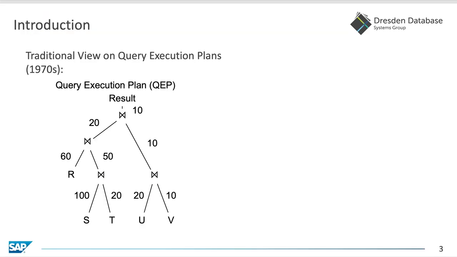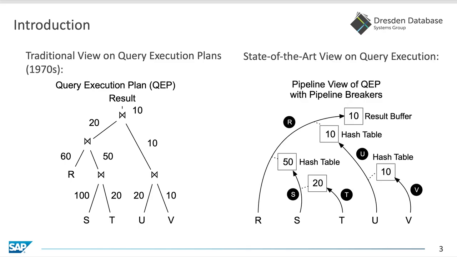The traditional view on query execution plans consists of QEPs, which are found through enumeration. Those usually comprise all sorts of operators, no matter how good the efficiency of those is. The state-of-the-art view on query execution is the pipeline view of query execution plans with pipeline breakers.